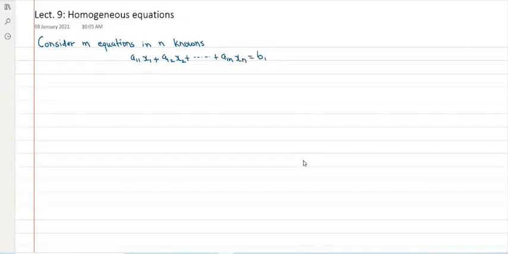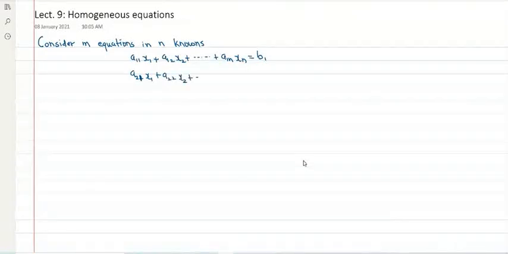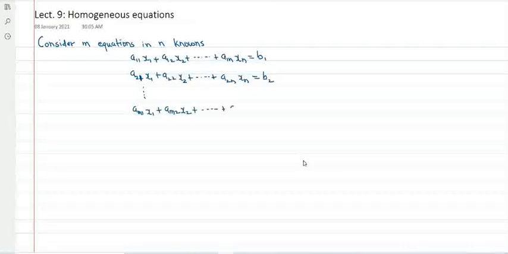Okay, that is a non-homogeneous system. Second equation: a21 x1 plus a22 x2 plus dot dot dot a2n xn is equal to b2. So likewise continue. The mth equation is given by am1 x1 plus am2 x2 plus dot dot dot amn xn is equal to bm.